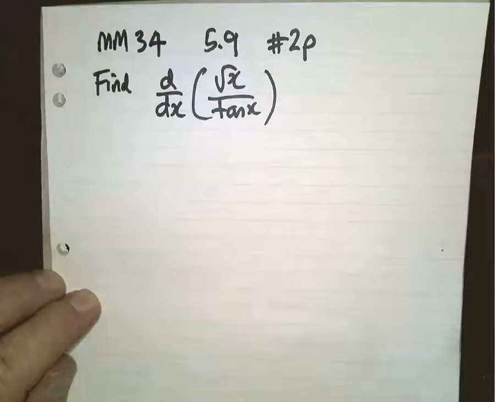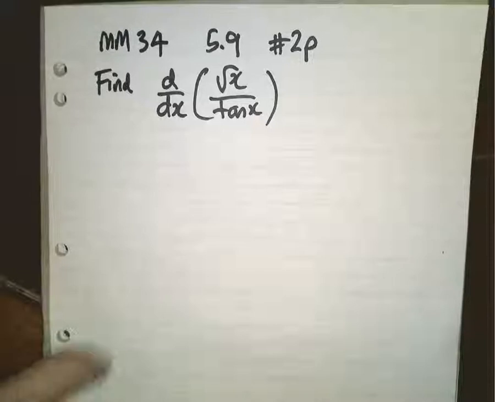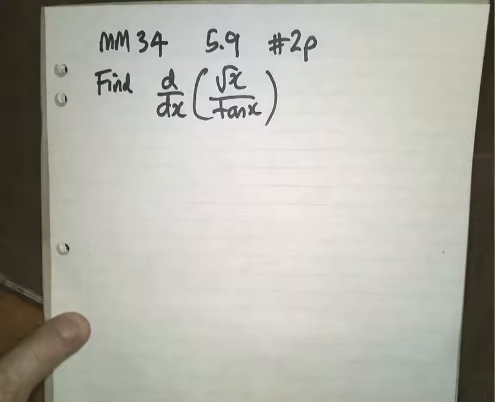This is for Year 12 Methods. It comes out of Chapter 9, 5.9, question 2p. It's using the quotient rule to take the derivative of the square root of x divided by tan of x.